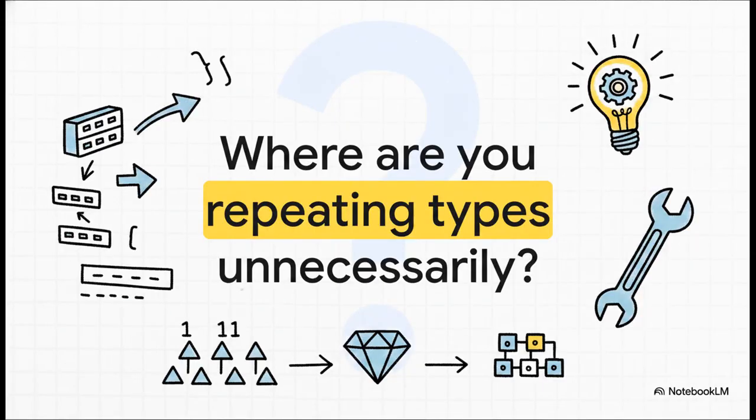As we wrap up this explainer today, I want to leave you with a direct challenge to take back to your desk. Next time you open up your project, I want you to ask yourself, where else in my code am I repeating types unnecessarily? Where else can I trade that annoying visual friction for a truly elegant, streamlined architecture? Finding these small, powerful optimizations, that's exactly what elevates your coding from merely functional to truly exceptional.